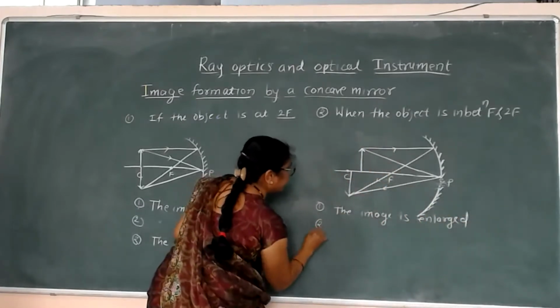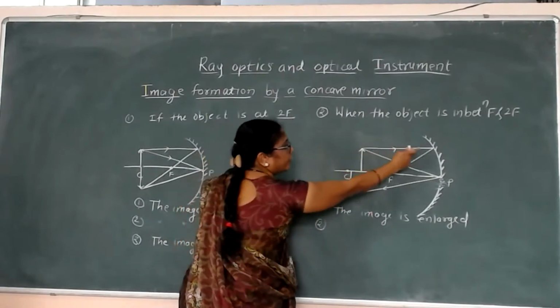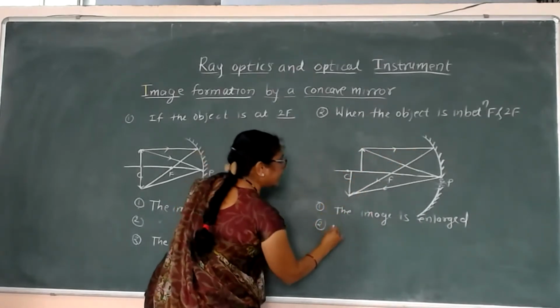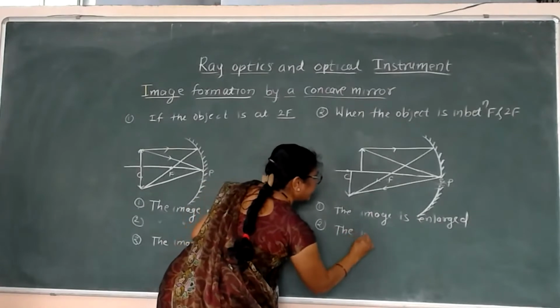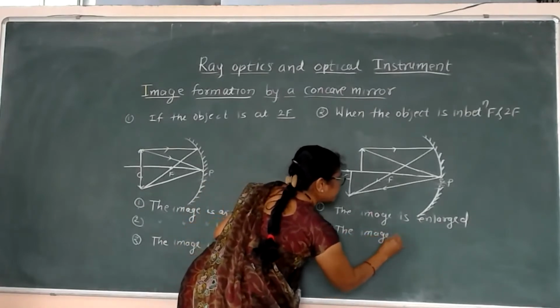Second point, the image is found out due to the converging rays. So the image is real.